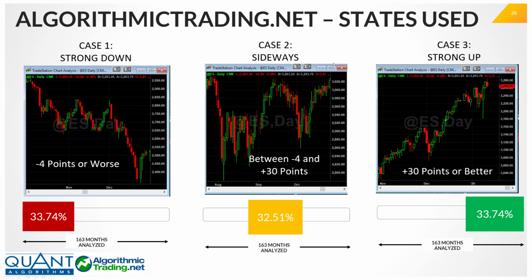Now I'd like to show you the actual states that I use with my state-based design methodology. I use strong down, sideways, and strong up to categorize the market into these different kinds of buckets, you might say. Now, what's very important for me, and this is for me, it might not be the same for everyone if you're trying to recreate something like this, is that I want to have an equal distribution of the three states that I've defined.